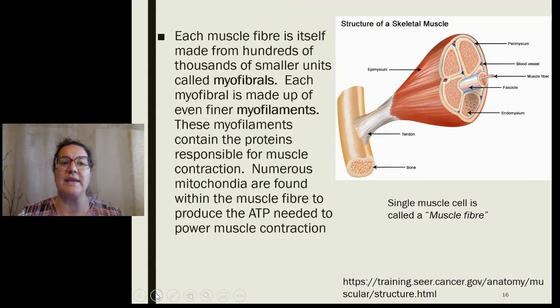Each muscle fiber is itself made up of hundreds of thousands of smaller units called myofibrils. Each myofibril is made up of even finer myofilaments, which contain proteins responsible for muscle contraction. Numerous mitochondria are found within the muscle fiber to produce ATP during muscle contraction.